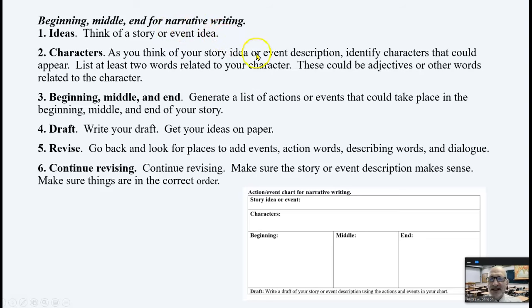Think of the story idea. As you think of your story, identify event description, identify characters that could appear. I like to have students list at least 2 words related to their characters here. And again, adopt and adapt. Then you write your draft. You go back and look for places to add things.